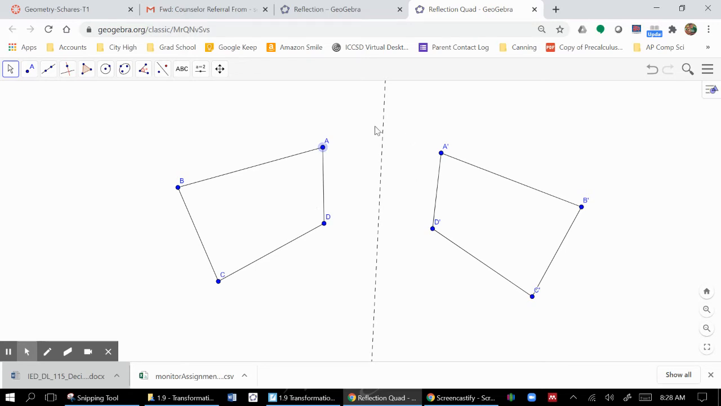These two shapes are exactly congruent. The line segments are all the same. The angles are all the same. These shapes are congruent. But what you're going to notice here is the order of the letters has changed.